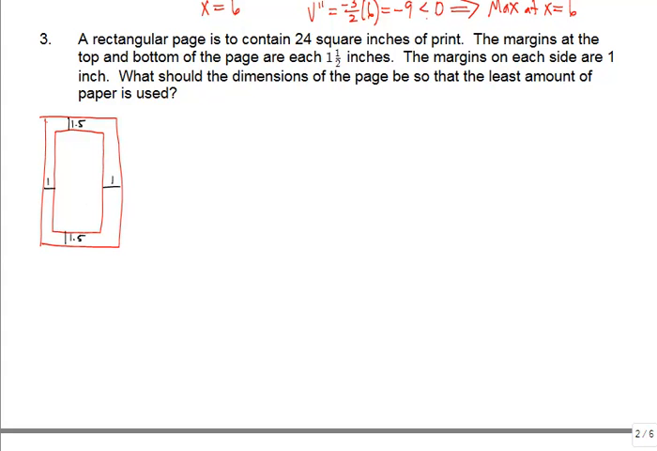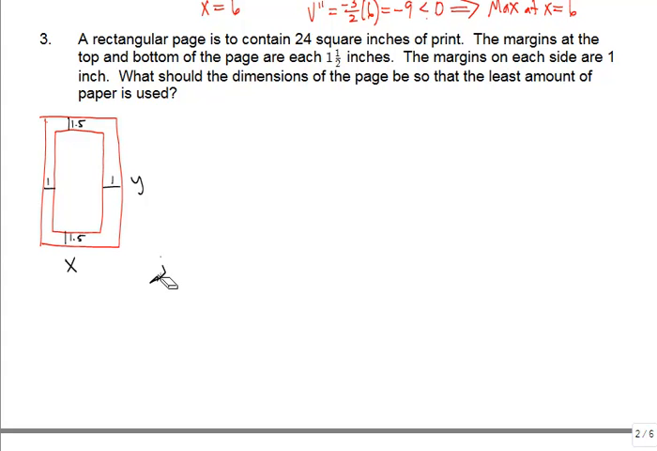Okay, now we need some dimensions on here. It's kind of your choice what you want to let your x and your y be. You can let x and y be the dimensions on the inside, or you could let x and y be the dimensions on the outside. Since I'm looking for the dimensions of the outer rectangle, I'm just going to let my x be this outside x and this outside y.